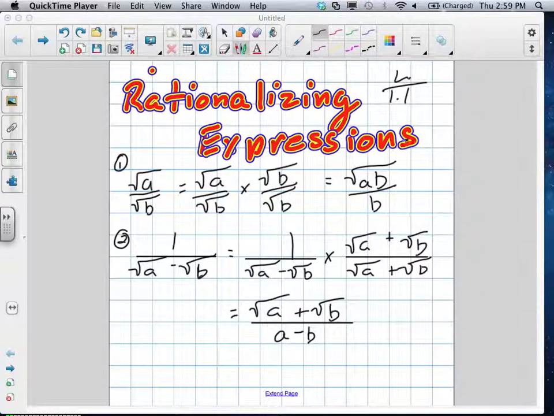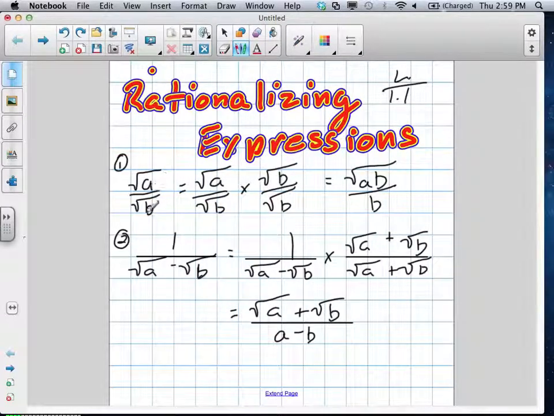Okay, we're going to rationalize expressions. So this is lesson 1.1. They've given us some steps on how to rationalize an expression. So for instance, if you have some number on top, say it's a square root, and a root on the bottom, the goal is we're trying to get rid of the radical or the root on the bottom.